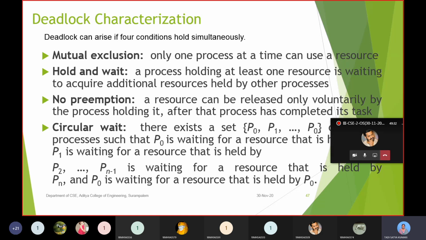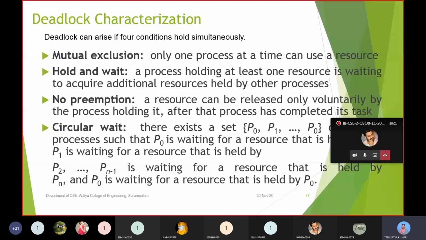So here are the four important conditions. If they are met simultaneously, if they hold simultaneously, then we can say that there is a chance of occurrence of deadlock in the system. The first one is mutual exclusion, second one is hold and wait, third one is no preemption, and fourth one is circular wait. If these four conditions are met at the same time, then we say that there is a chance of occurrence of deadlock.